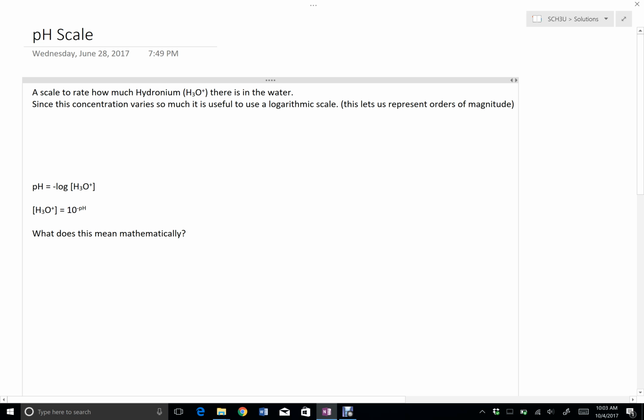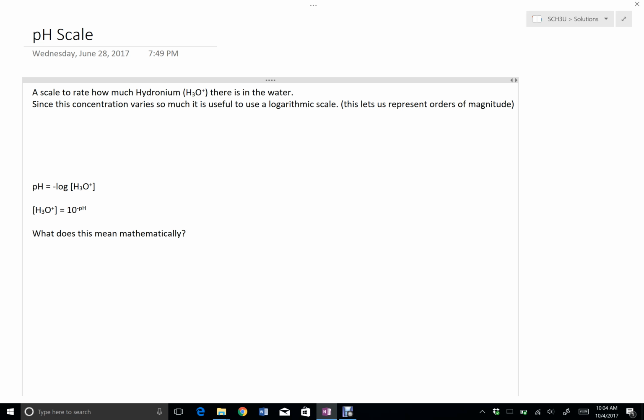Alright, the pH scale. This is a scale that tells us how much hydronium there is in the water. These concentrations vary through lots and lots of orders of magnitude, and so that makes these numbers a little difficult to work with. So what we're going to do is use a logarithmic scale here. That's one that just tells us the order of magnitude, and that'll make the numbers a little easier to work with.